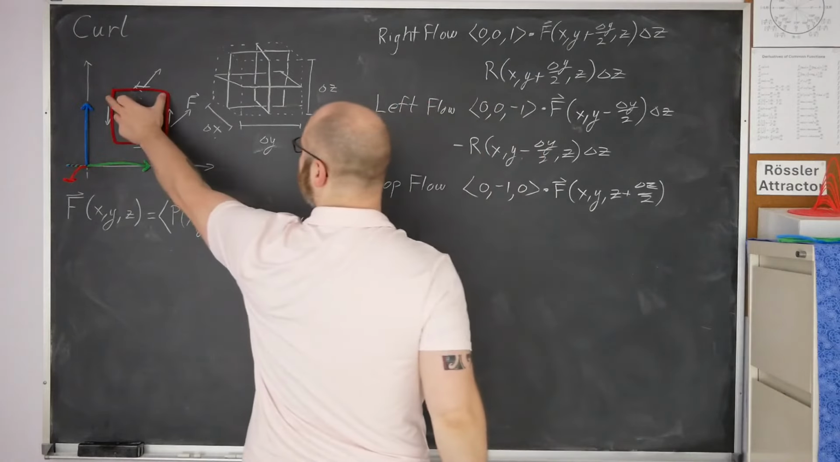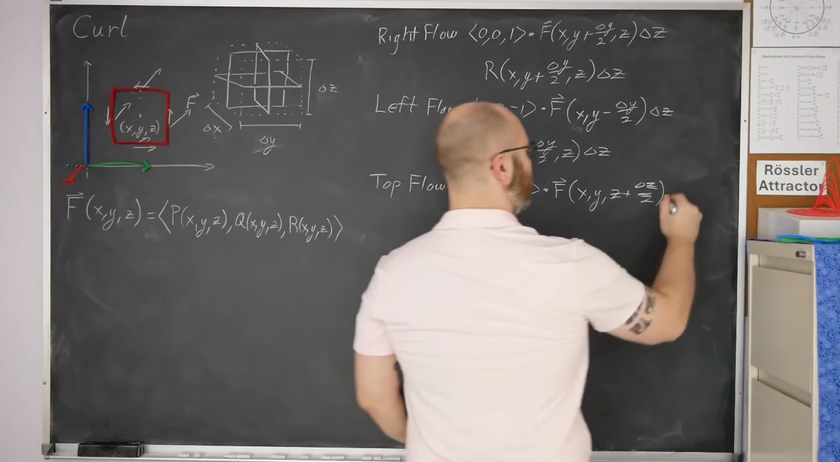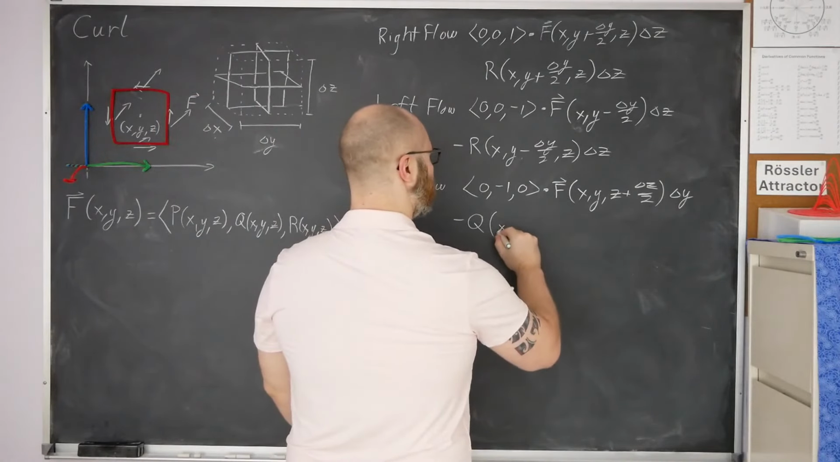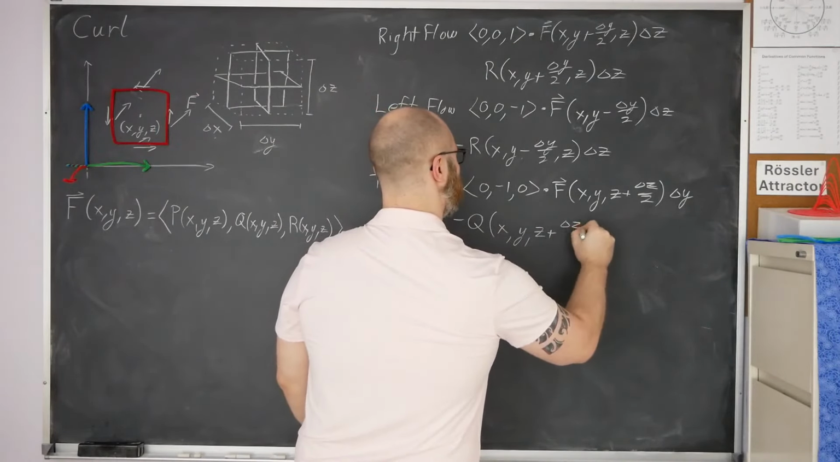Then multiply by the side length here. This is the y-axis direction, so that's going to be delta y. Okay, and simplify that. We end up with just negative Q. So we have negative Q of x, comma y, comma z plus delta z over 2 times delta y.